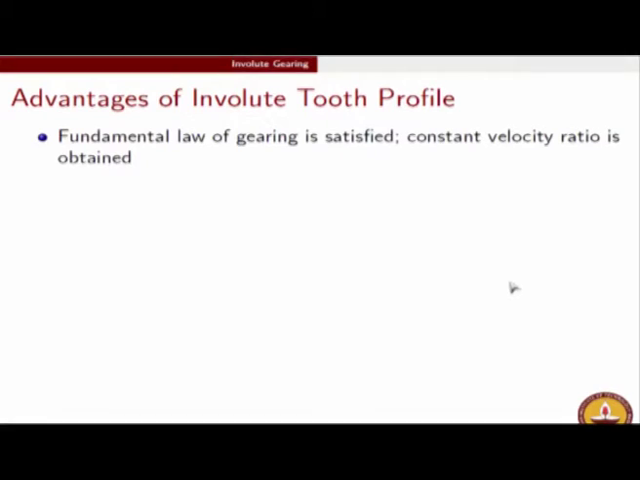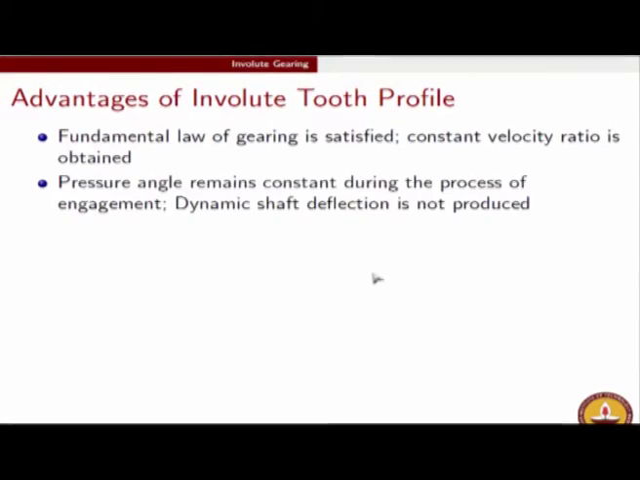So let's quickly go through the advantages of the involute tooth profile before we finish the class today. As we said, the fundamental law of gearing is satisfied, which essentially means that the velocity ratio is constant for all times during the course of meshing between these gears which are made of involute tooth profile.